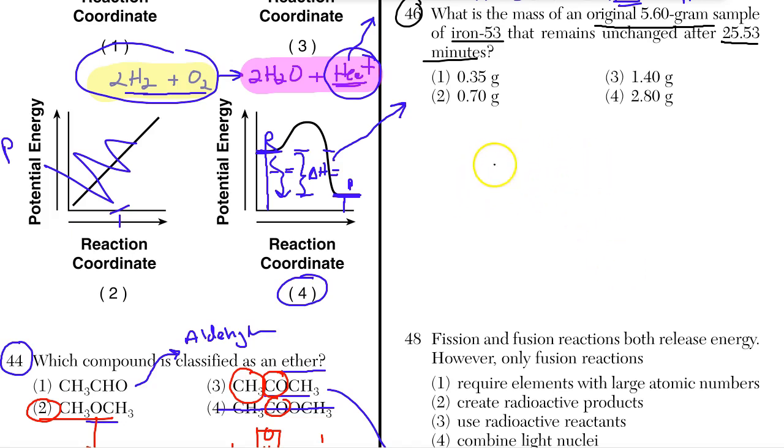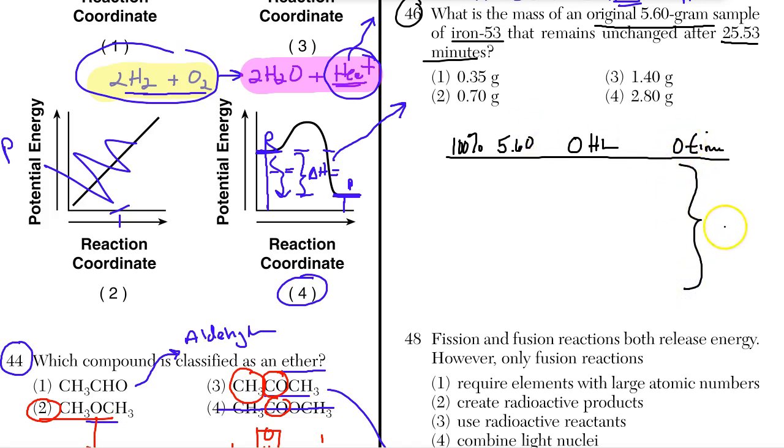Now with a half-life question, I always teach my students to do a 0 line. This is 0 half-lives have occurred. There's 100% of the sample, and 0 time has occurred. Now what they said was, we had an original 5.6 gram sample, and the total time that occurred from the 0 timeline is 25.3 minutes. They want to know how much of this sample remains. Now it's going to halve every half-life to some value.